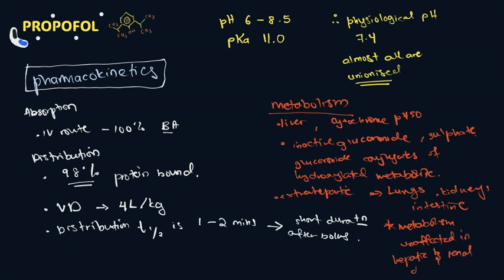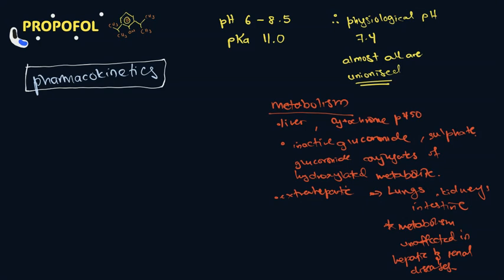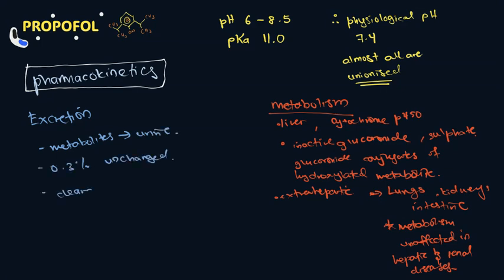Metabolism of propofol is largely unaffected in hepatic and renal diseases, so it is safe to use in patients with liver conditions and kidney disease. Excretion. Propofol's metabolites are largely excreted through the urine, with less than 0.3% excreted unchanged.